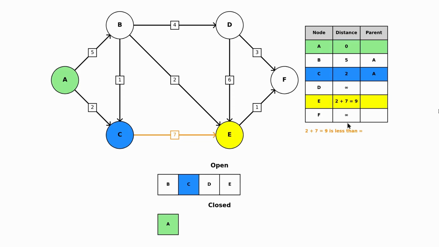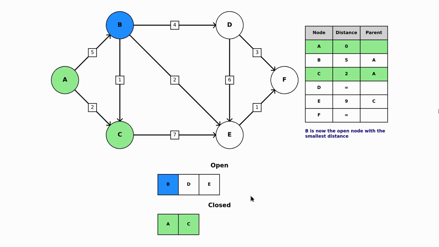So we explore E. And here we get 2 from C and 7 from the edge, and that is 9, and that is less than infinity. So we fill in our table. And now we close C, that's important. And now we select a new node, which is B.